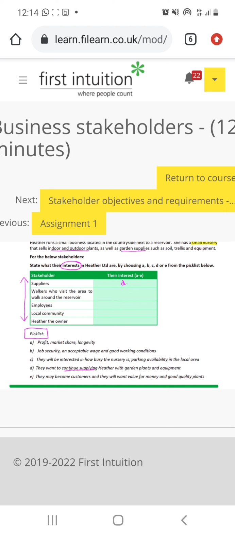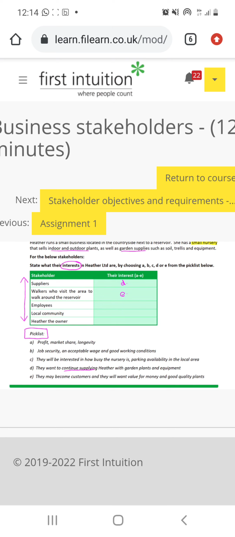Walkers who visit the area to walk around the reservoir would be E. They may become customers. They might pop into the nursery after they've walked around the reservoir, and they'll want value for money with the plants and quality plants as well.